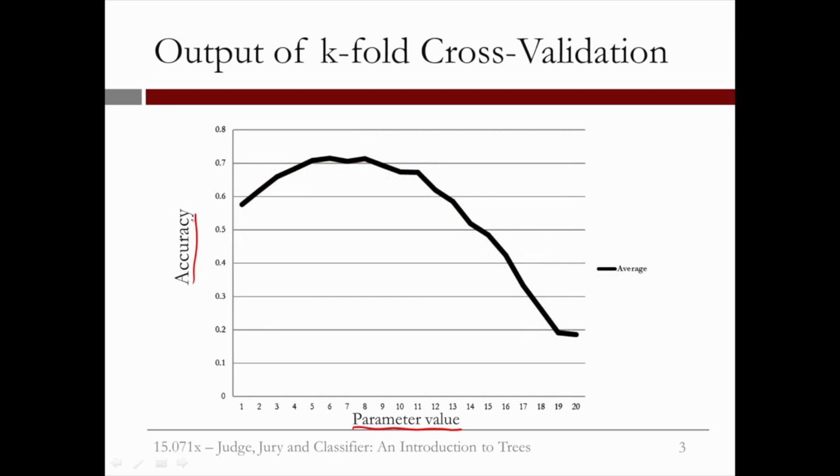Typically, the behavior looks like this. If the parameter value is too small, then the accuracy is lower because the model is probably overfit to the training set. But if the parameter value is too large, then the accuracy is also lower because the model is too simple. In this case, we would pick a parameter value around 6 because it leads to the maximum average accuracy over all parameter values.